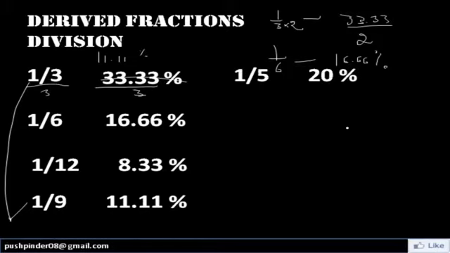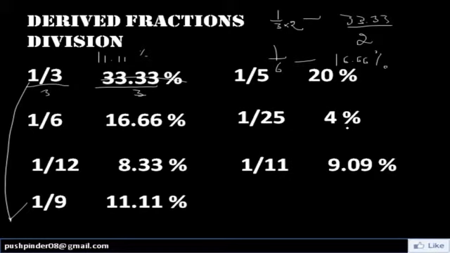So 1 by 5 is 20%. Similarly, 1 by 10 is 10%. 1 by 25 is 4%. This is really important, guys. You need to understand this. 1 by 11 is 9.09% and 1 by 22 is 4.54%. So see, you can easily calculate and derive these fractions all in all, so you don't need to worry about huge calculations coming in your way.